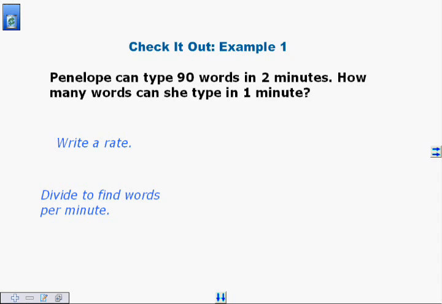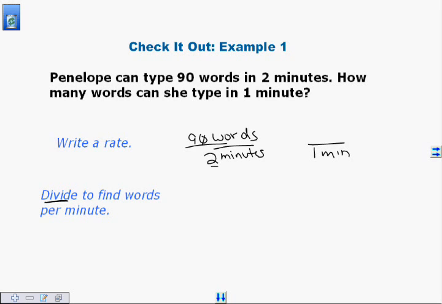So now you try this example. Penelope can type 90 words in 2 minutes. How many words can she type in 1 minute? Press pause and try this. Okay, so first you write the rate. You have words and you have minutes. Penelope typed 90 words in 2 minutes. We need to get to 1 minute. So the instructions here say to divide.